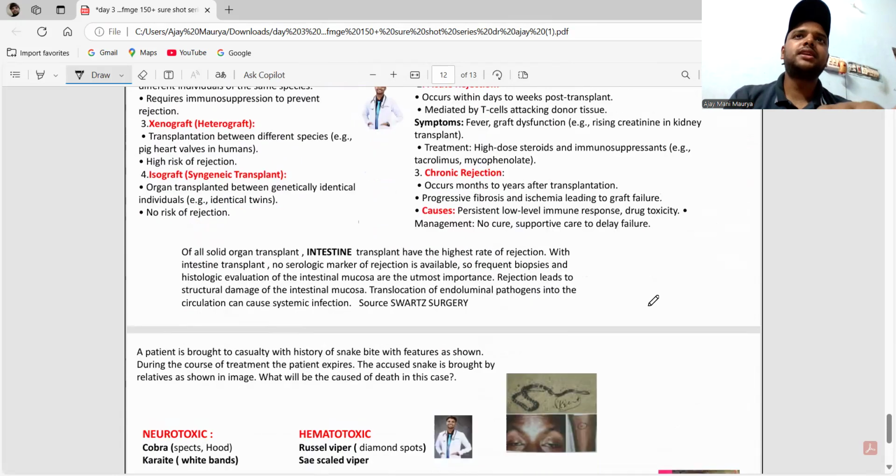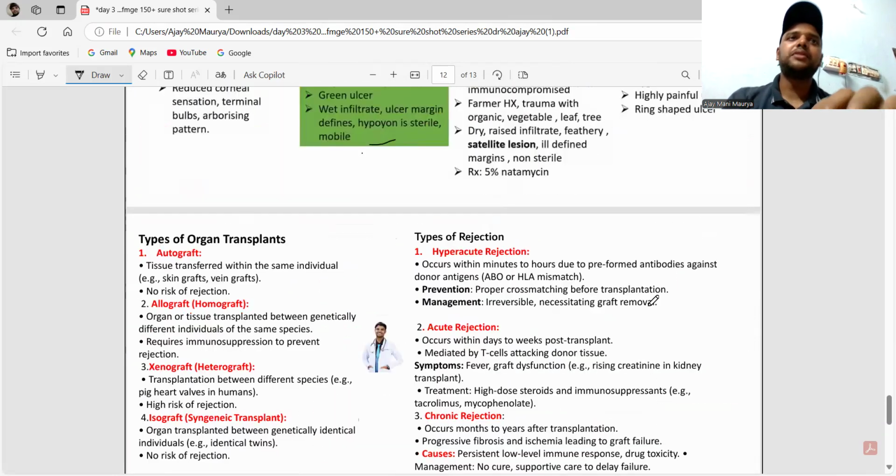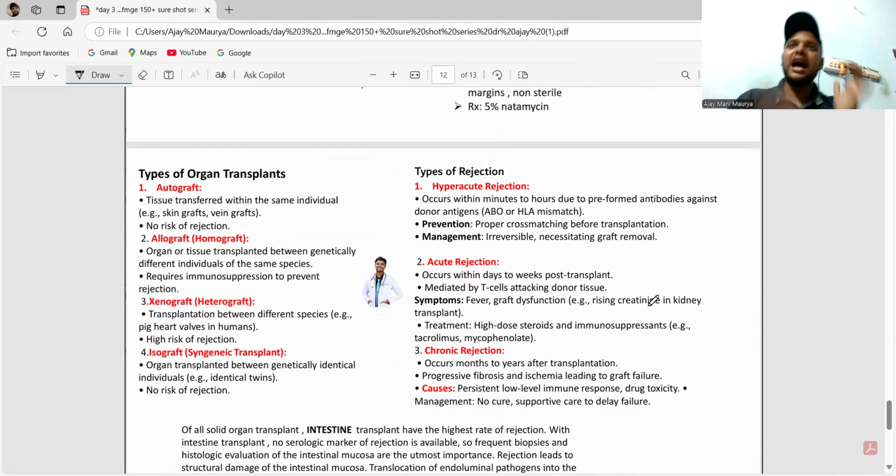Next one is the types of graft. See, autograft, allograft, xenograft, isograft. See, autograft means what? Tissue transfer within the same body. My body, cut and put on my own body, okay? Auto means self. Skin here, put skin. Self.